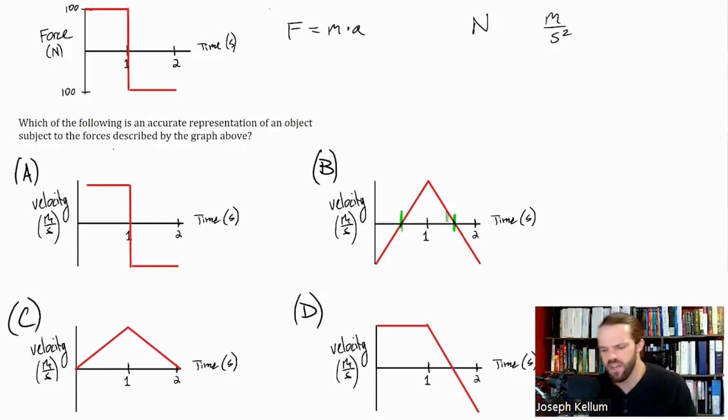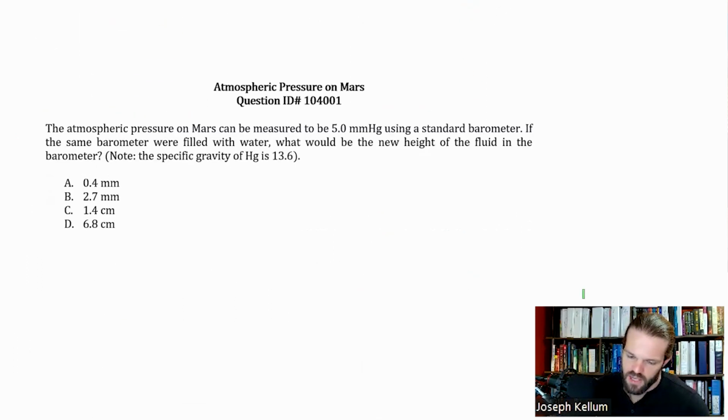And then answer choice D here shows a constant velocity at the beginning, which is why we can throw it out right off the bat, because force is non-zero. And if the force is non-zero, velocity just cannot be constant. And so that's how we can throw out answer choice D in this case.